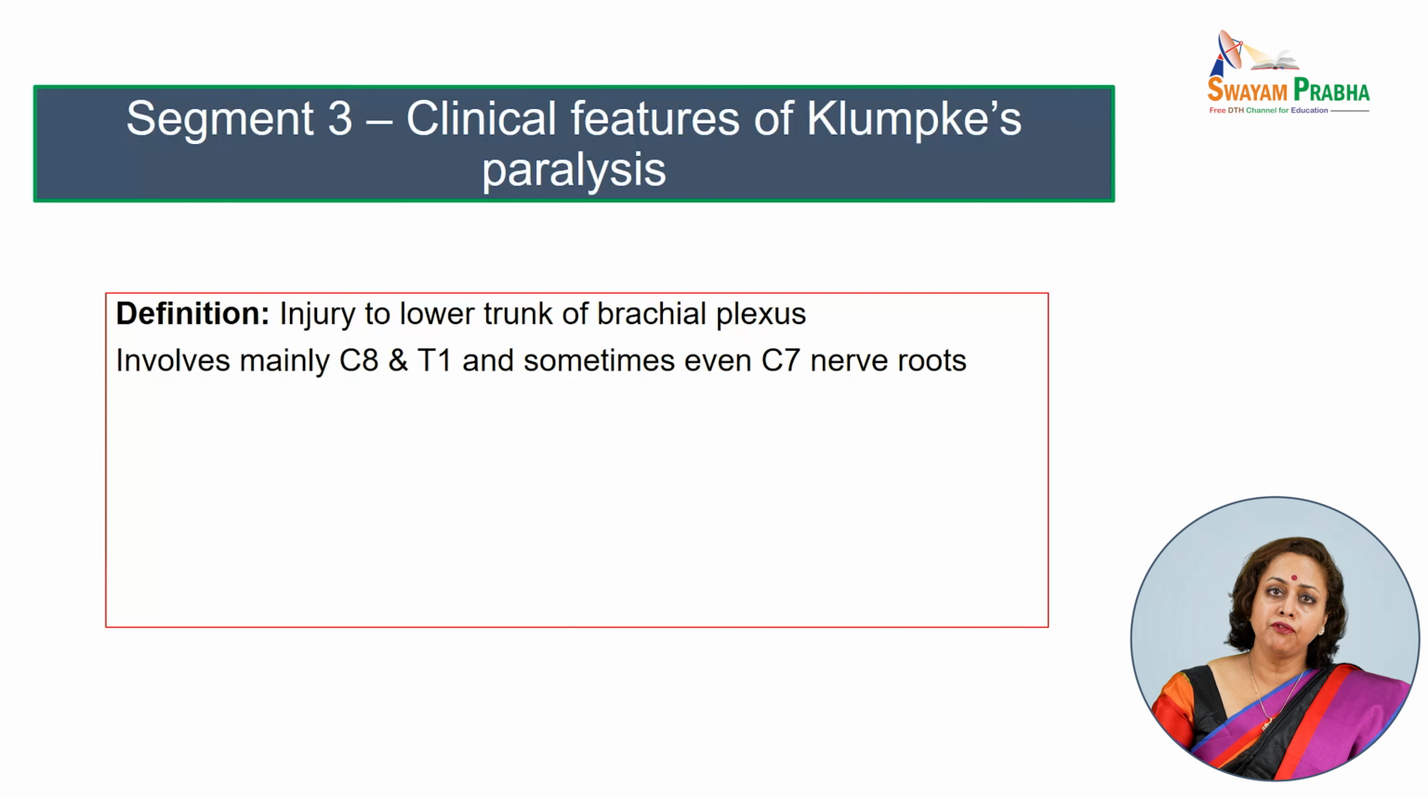So these are clinical features of Klumpke's paralysis. What is Klumpke's paralysis? It is an injury to the lower trunk of the brachial plexus. That means it involves C8 and T1 nerves, and sometimes even C7 nerve roots are involved.